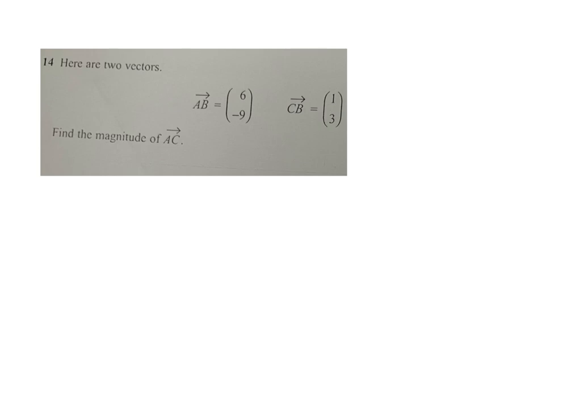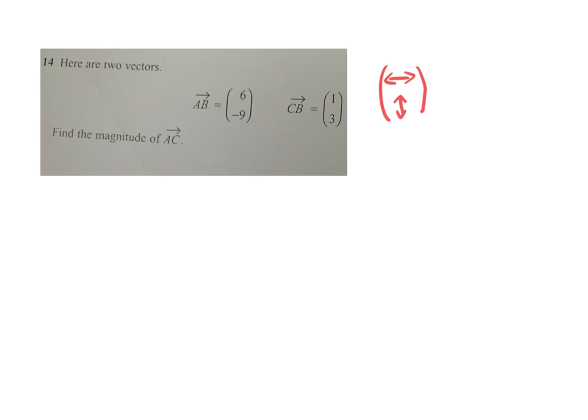You can see that with the column vector just here. So that is 6 to the right and 9 down. Remember, with a column vector, the top number is the way you move right or left, and the bottom number is the way you move up or down. Positive goes to the right and up, and negative goes left and down.